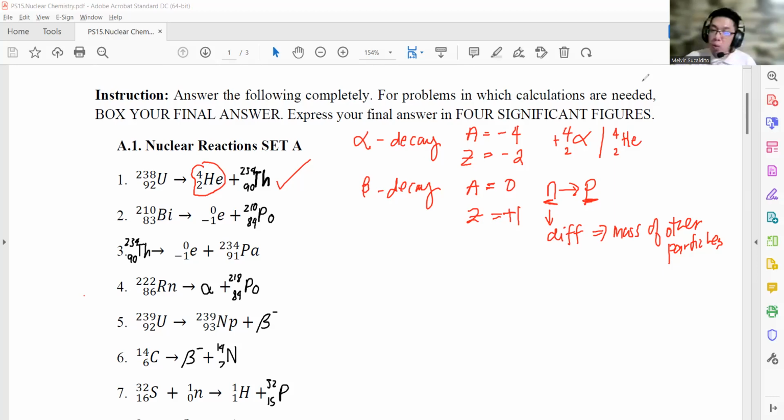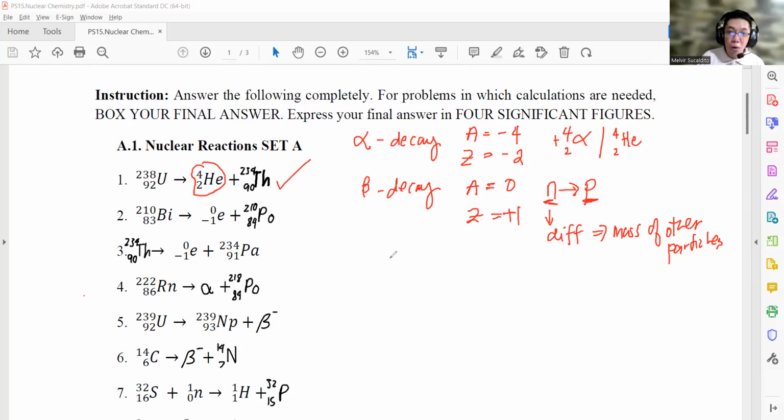Hindi nga siya nagtutugma. Kasi kapag ito ay 1.07, 1.008665 yata itong neutron eh. Tapos tong proton ay 1.007825, something like that. So may difference talaga sila na medyo malaki din. And this cannot be accounted only for electron, no? So it means you will form other particles. I think ang pinaka explanation dito, Josh, may iba pang particle na nabubuo.